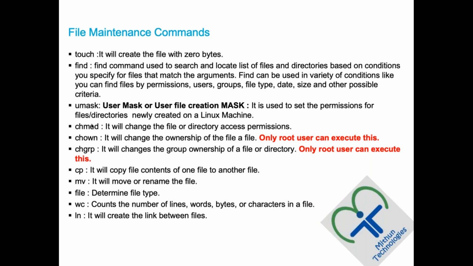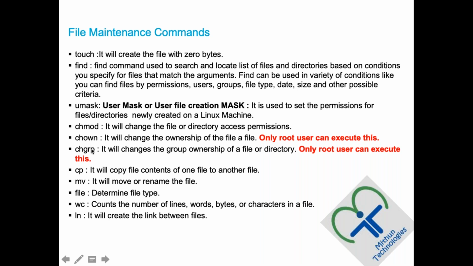When you are creating a directory, you can create it with some custom permissions using the -m option. If you don't specify, it is going to create with some default permissions. Same for a file also. After creating a file or directory, if you want to change the permissions, we use the chmod command. If you want to change the owner, we use chown. If you want to change the group, we use chgrp.